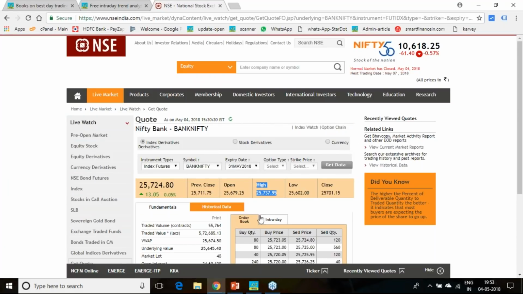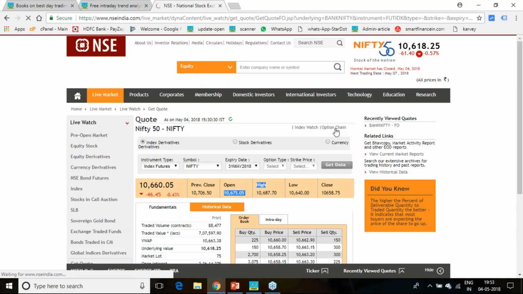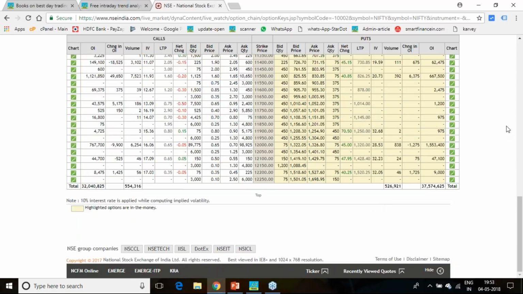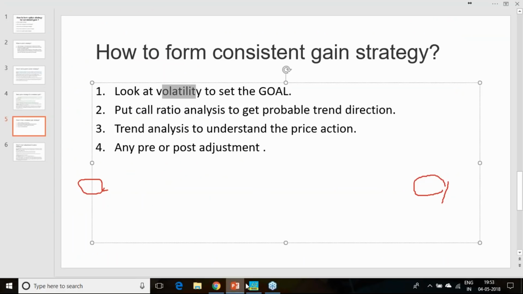So how do you find the PCR, the put call ratio, of Nifty? Just go to the option chain of Nifty, which NSE provides. Once you go to the option chain of the current month's Nifty, just go down and you will find the number of put contracts and the number of call contracts. You divide these two. So whatever 3.7 crores divided by 3.2 crores is, you will get the PCR. And PCR also has other meanings.